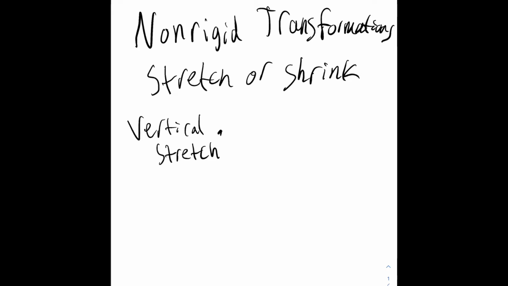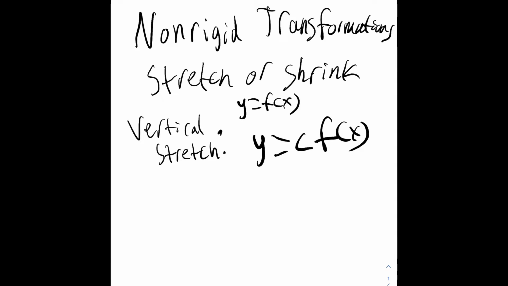So our vertical stretch would be something like, say we took our function. We're always using y equals f of x, and if I multiply my function by c, it's going to change. This is the part that's different. It's going to stretch if c is greater than 1, okay? So that's when we're going to get a stretch, when c is greater than 1.